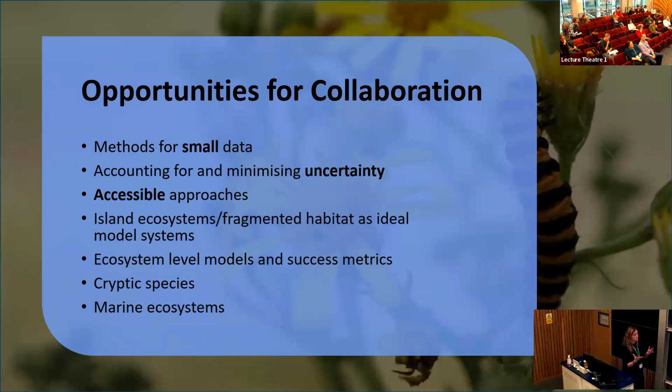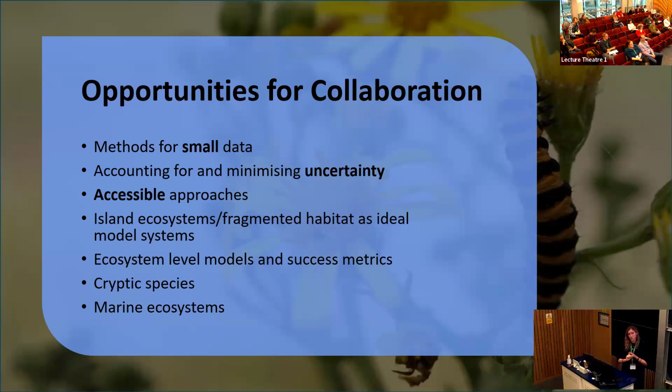If you want to play with model systems, island systems are really good because you can treat them as a closed system, or fragmented habitat. If you've got a habitat fragment, that's quite a nice way to think about modeling an ecosystem. And it limits the number of species if you've got a limited range. And ecosystem level models: there's a bit of development on ecosystem ensemble models, which are looking promising. And yes, success metrics.